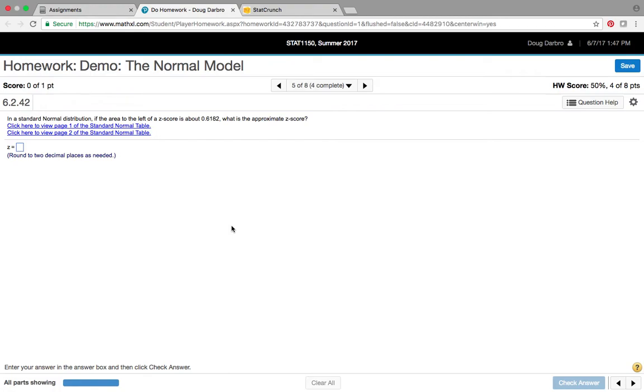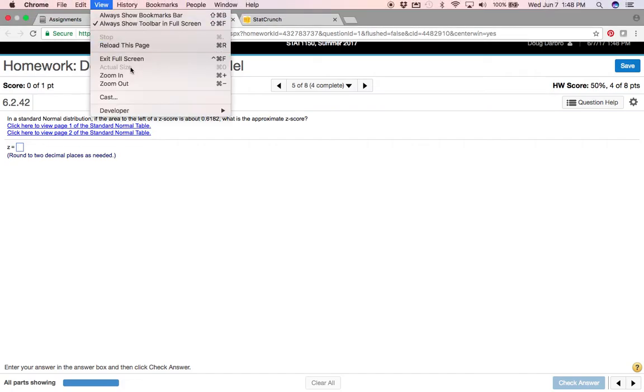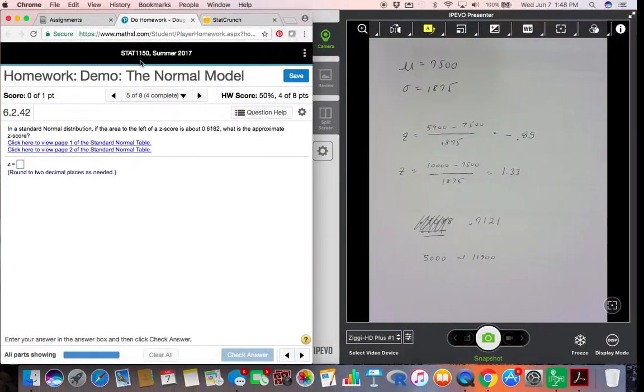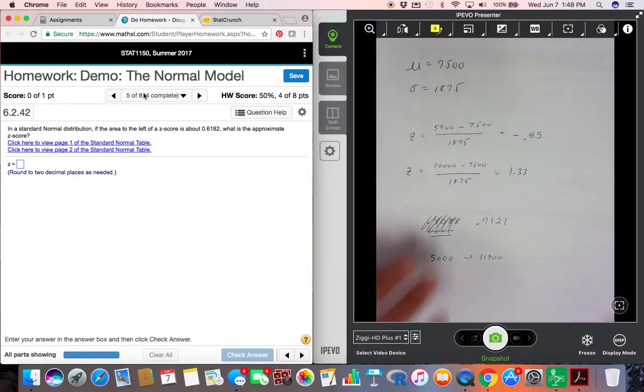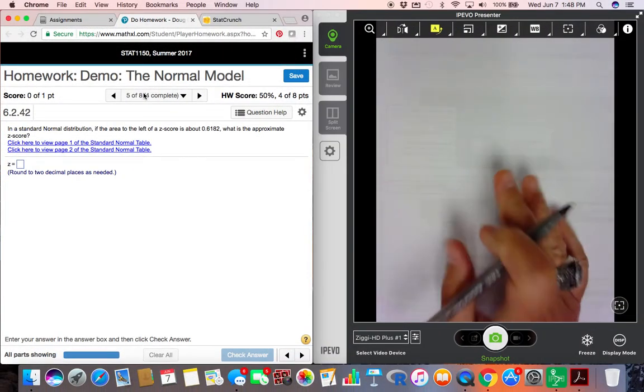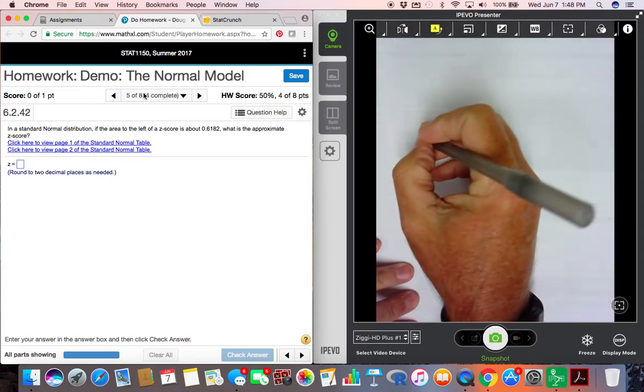Okay, in a standard normal distribution, if the area to the left of a z-score is about 0.6182, what is the approximate z-score? Now, guys, this is a place where I think it's kind of cool to look at a picture. So first of all, we're talking about z-scores.